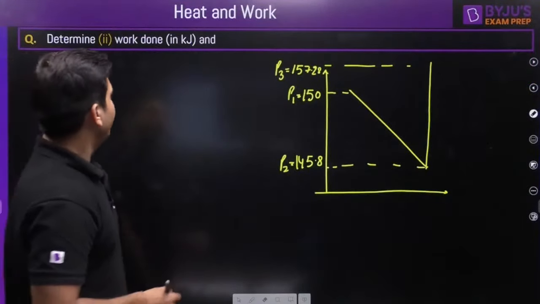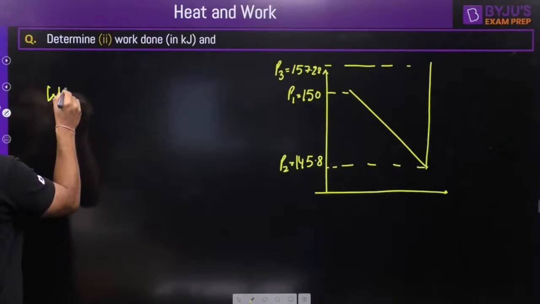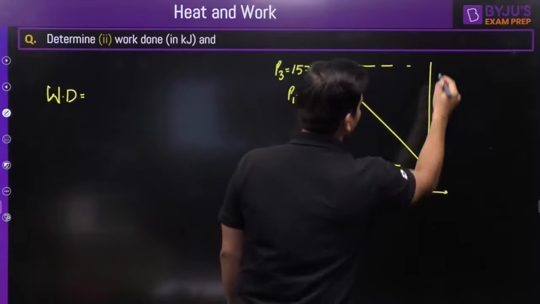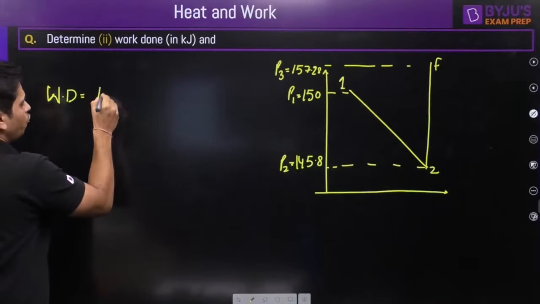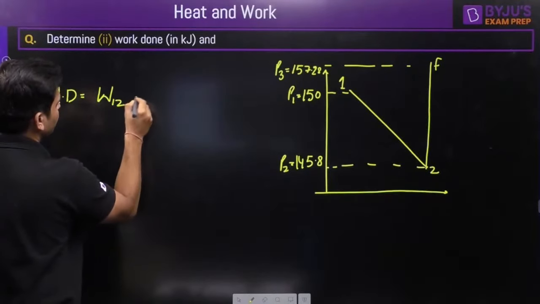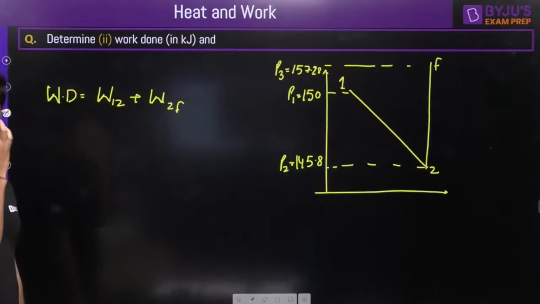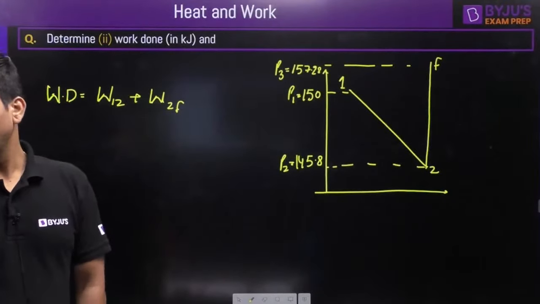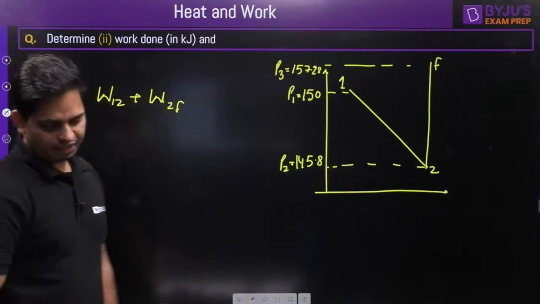Okay, I need to find out the work done. Can anyone tell me how to find out the work done? Work done is equal to, this is 1, this is 2, and this is the final point. Work done is equal to work done from 1 to 2 plus work done from 2 to final. So can you tell me how to find out W12? W is 44.37. Yes, absolutely correct.